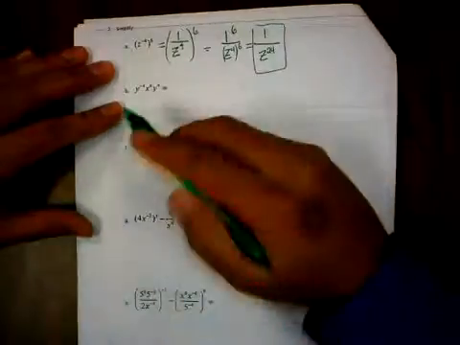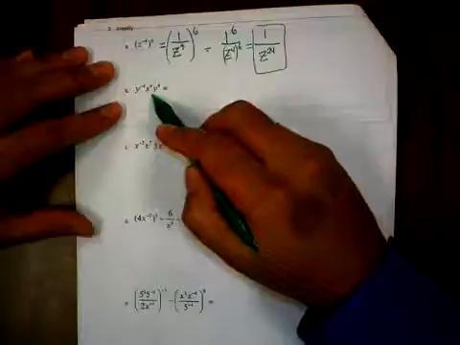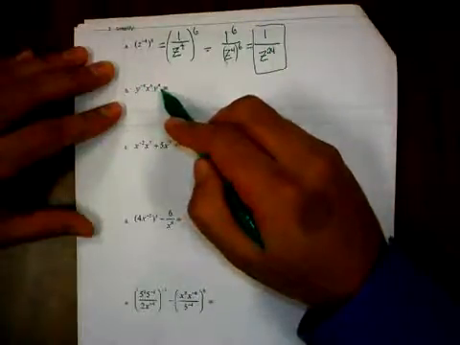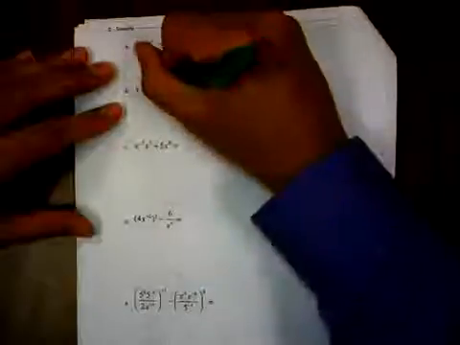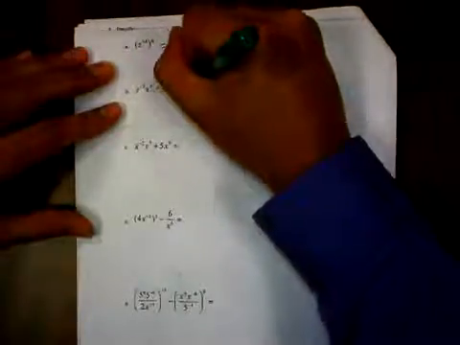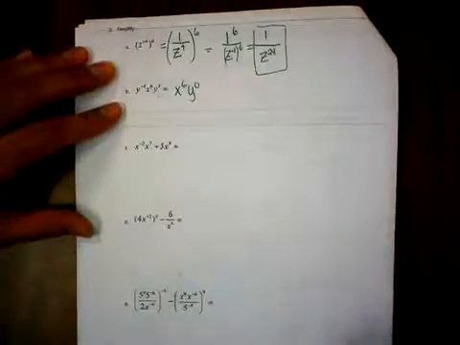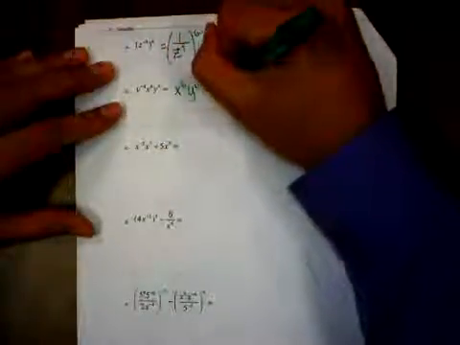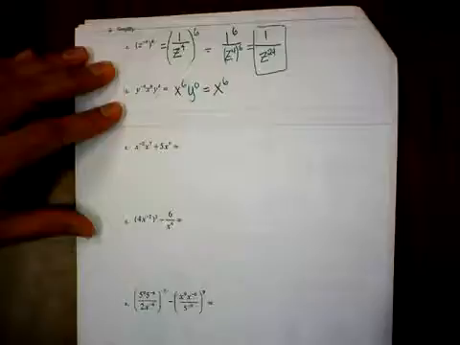This next one's interesting. When you have common bases, which are the y's, you add the exponents, and -4 plus 4 is 0. So I have x to the 6th, y to the 0, but we know y to the 0 is just 1. So 1 times x to the 6th is just x to the 6th.